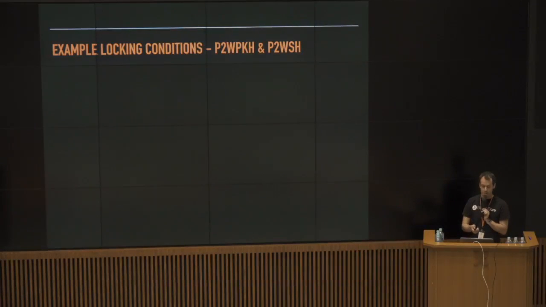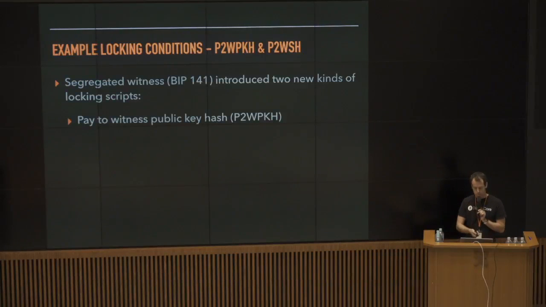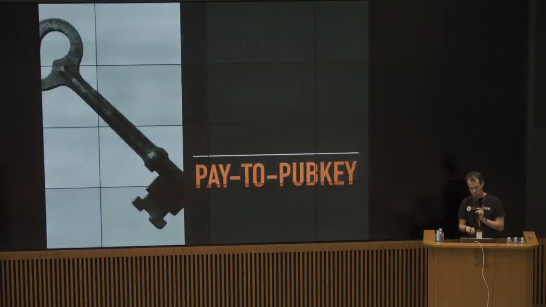And then some newer ones, pay to witness pub key hash and pay to witness script hash. These are new locking conditions with SegWit, BIP 141, which was in the last talk. Pay to witness pub key hash, pay to witness script hash. And these are similar to before, and the key difference is that the data required to satisfy the conditions is carried in a separate structure called the witness. That's why it's called segregated witness, and that witness is not covered in the transaction ID. That's what fixes the malleability. So those are all the common types of transaction output or script.